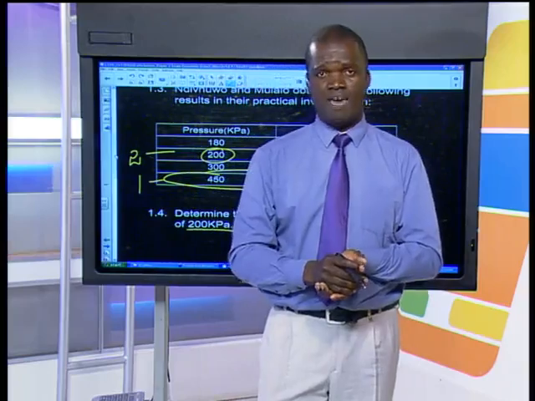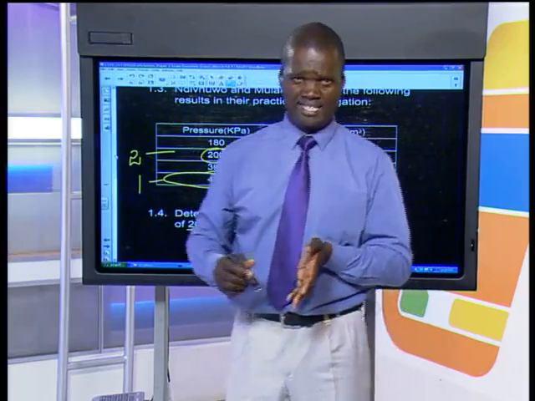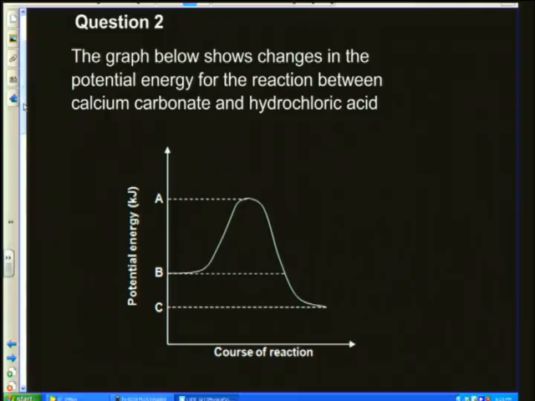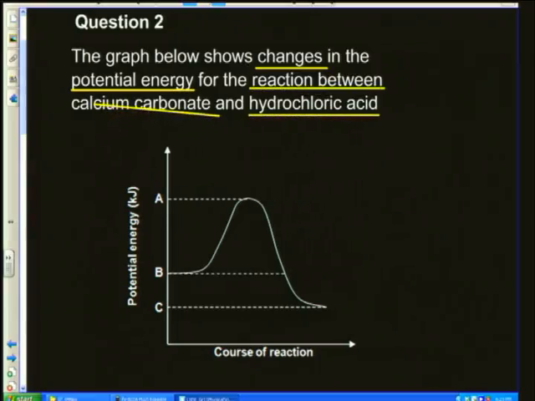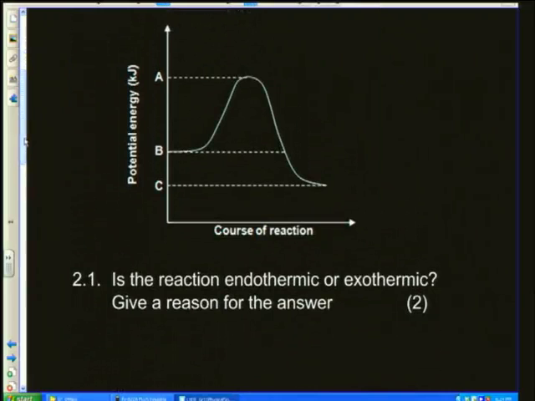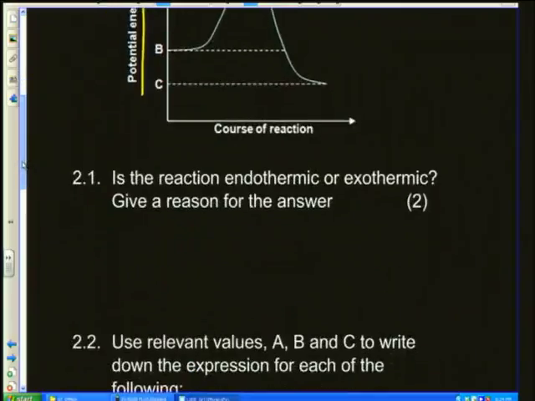Now, let's look at the next question. The next question looks at chemical change. Let's look on the board and see what it entails. That's question number 2 there. The graph below shows a change in the potential energy for the reaction between calcium carbonate and hydrochloric acid. This is the graph that we have got. You can see there we have got potential energy in kilojoules per mole, and then the course of the reaction.